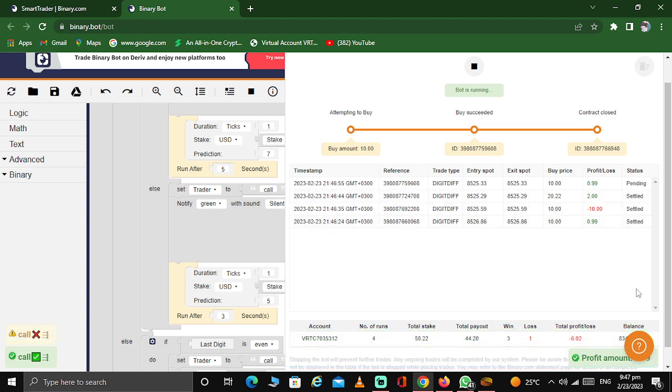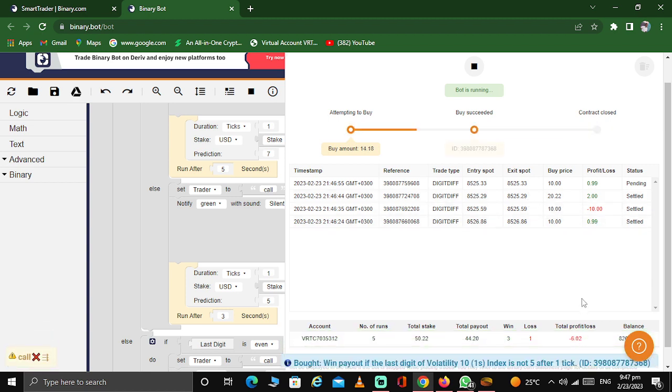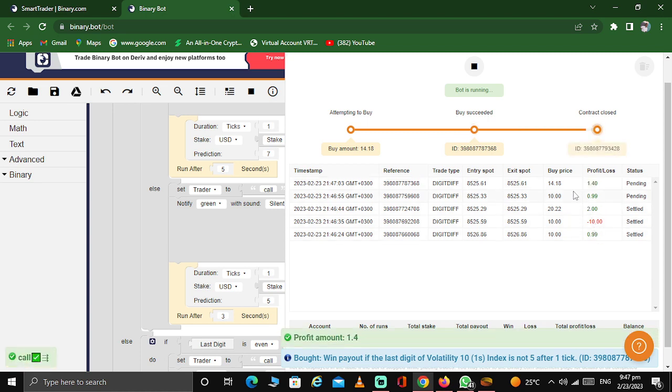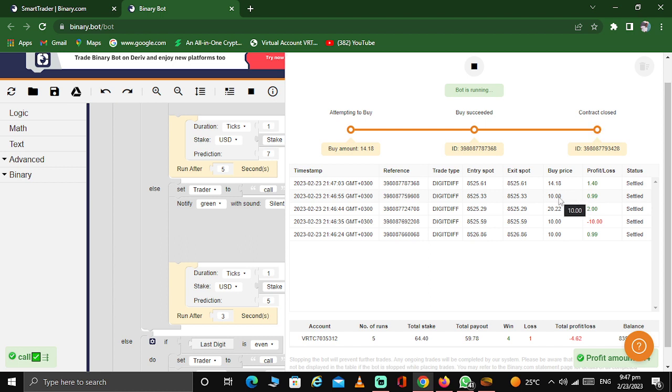So as you can see, we have not yet recovered the entire $6. So the martingale is just going to be coming one step at a time. We go back to the initial stake.